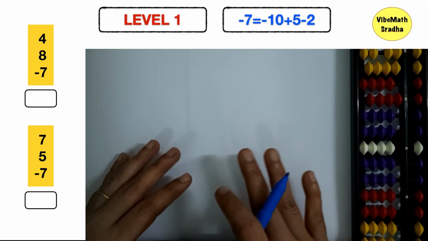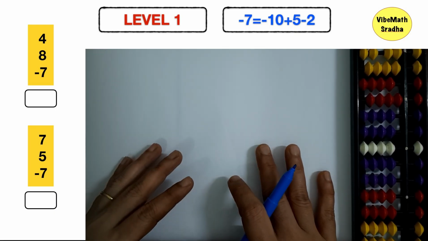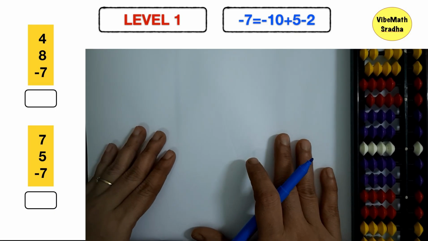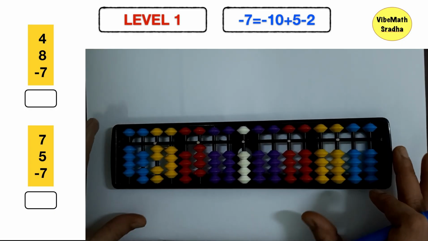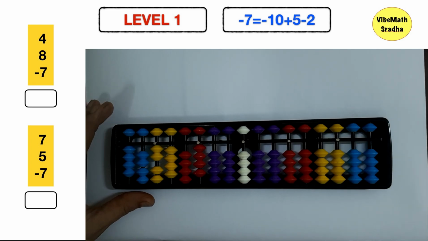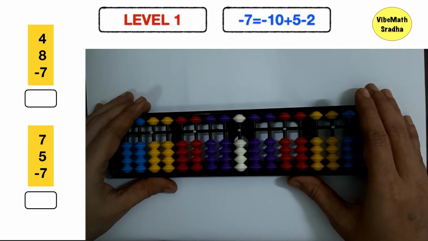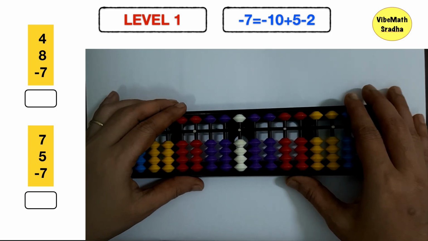In this video, I will be explaining in detail when and how we can use the combination subtraction of 7. See the example, which is 4 plus 8 minus 7. In this example, let me clear my tool first. The example here is 4 plus 8 minus 7.